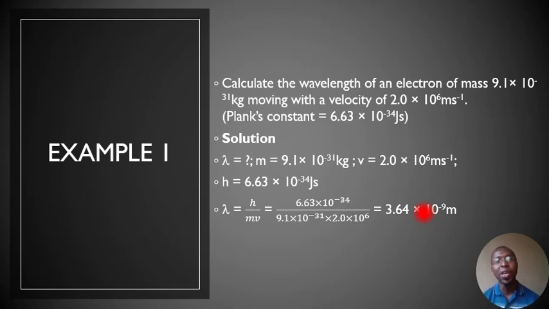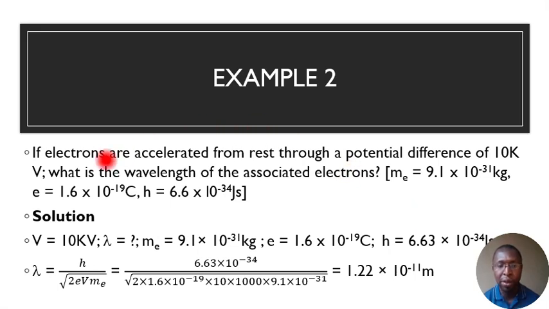Yeah. So we go into another example, example 2. Here it says, if electrons are accelerated from rest through a potential difference of 10 kilovolts, what is the wavelength of the associated electrons? Given that the mass of the electron is 9.1 times 10 to the power minus 31 kilogram, the charge of the electron is 1.6 times 10 raised to the power minus 19 coulomb, and Planck constant is 6.6 times 10 raised to the power minus 34 joule-second.